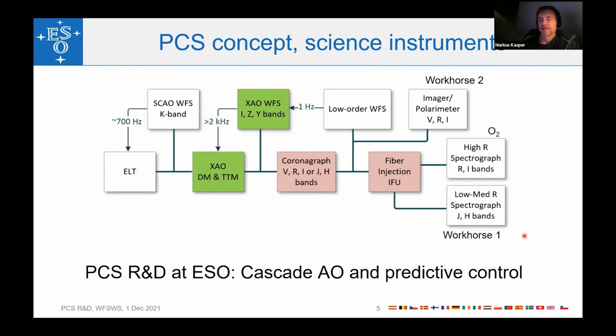polarimeter. And at ESO, the R&D that we are doing is really focusing on these green boxes here on the extreme adaptive optics system. So on the cascade AO and the predictive control in particular, and that's what I will be mostly talking about.